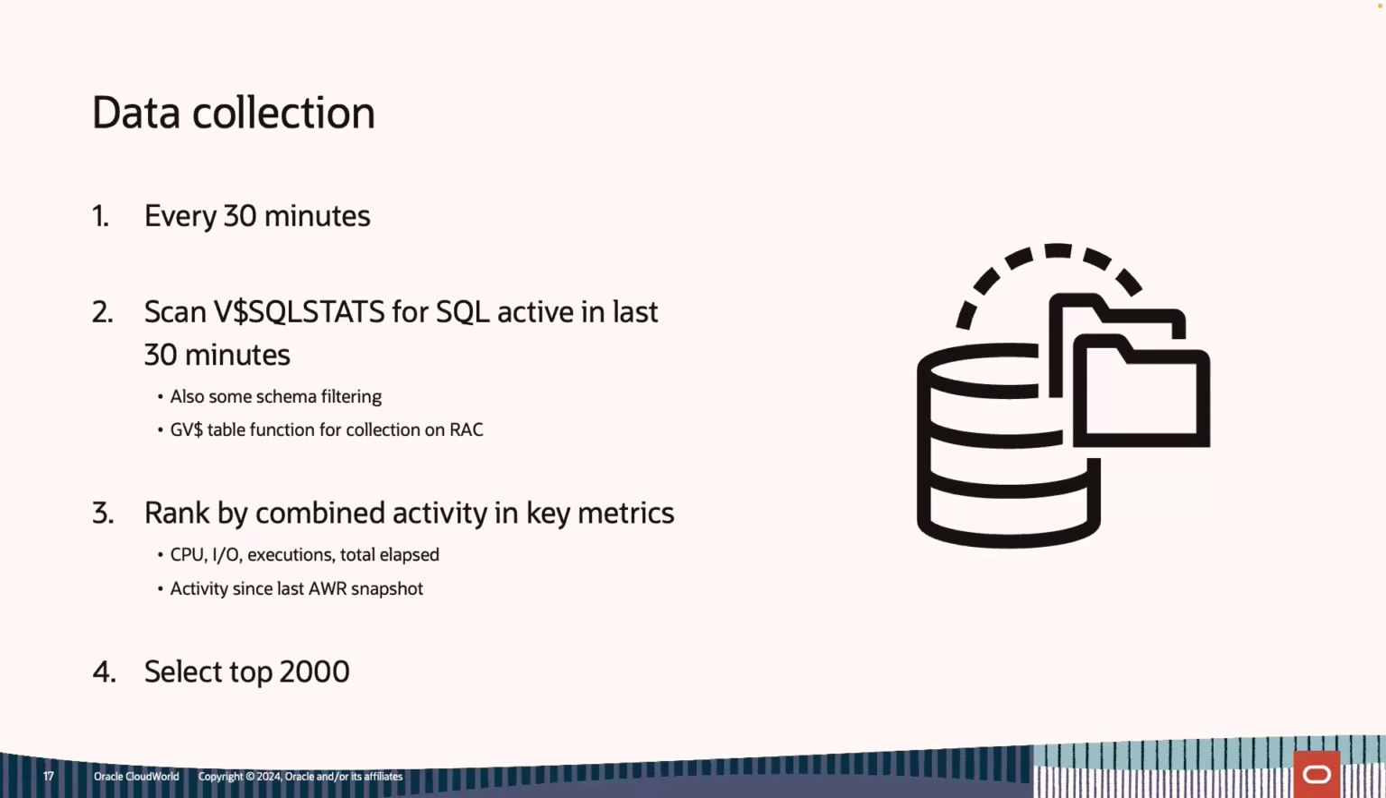Because the last AWR snapshot is a single point in time that is relevant to all the SQLs, right? And so we can compare them on the basis of how much they've done since the last AWR snapshot and make a meaningful kind of ranking mechanism there. So that's a little detail that's probably beyond the scope, but is key to getting a consistent sampling mechanism. And then we select the top 2,000. So every half hour, we select up to 2,000 SQLs, using this kind of algorithm. So it's quite a few, right? It's a lot more than AWR collects in general.